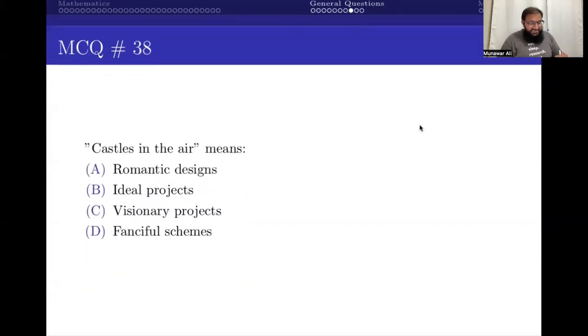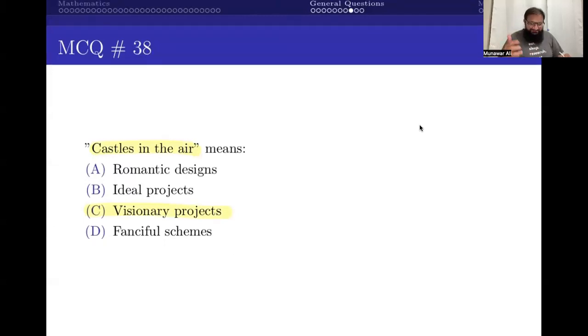MCQ number 38, castles in the air. Castles in the air means that you have some sort of ideas which are not real. Only you have something in your imagination. So the correct option seems to be C, which says visionary projects. Visionary means they are in your vision, they are not real. So building castles in the air means you have something in your mind, but it's not real. But I think the rest of the options are not related to that one, so we are not supposed to go for that.